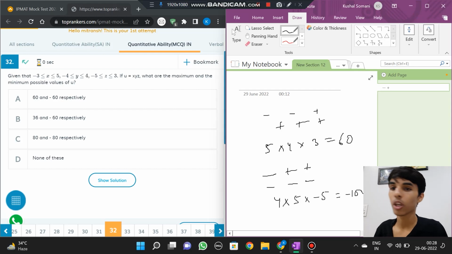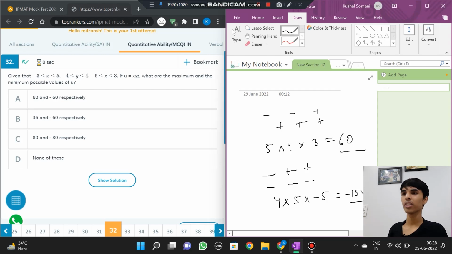So the answer will be none of these, as the maximum possible value is 60, but the minimum possible value is minus 100. I think that was an easy question, but again required a little bit of observation and making some combinations. Let's move on to the next question.